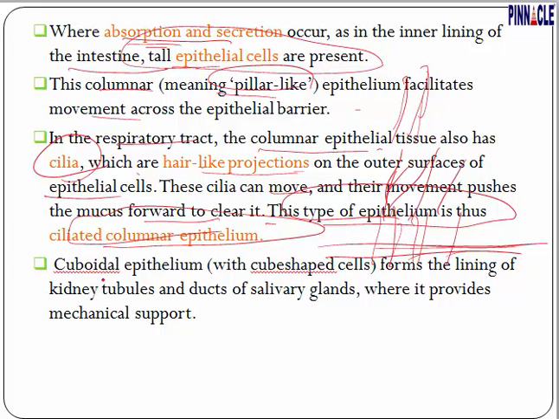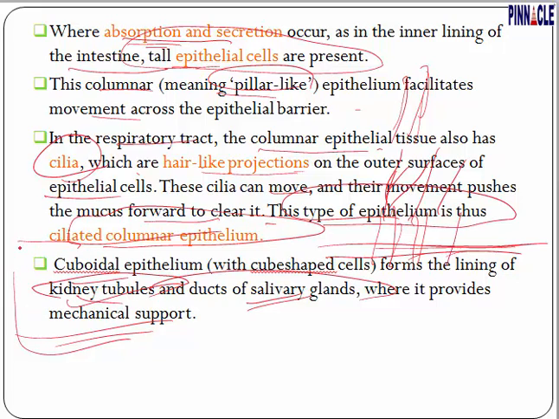Cuboidal epithelium, with cube-shaped cells, forms the lining of kidney tubules and ducts of salivary glands, where it provides mechanical support. Sometimes a question is asked, and this is very important: where is cuboidal epithelium found? The answer is kidney tubules or salivary glands. You must remember the relationship between the location and the type of epithelium tissue.